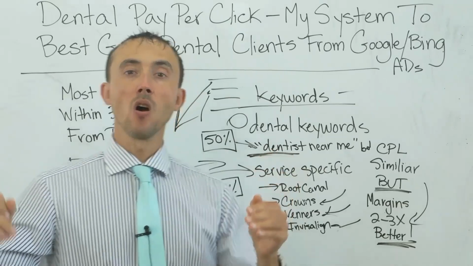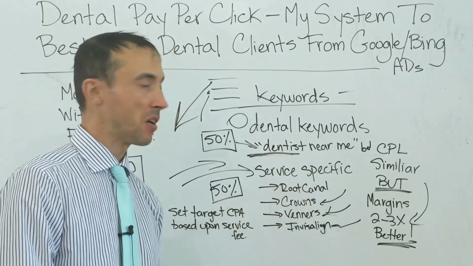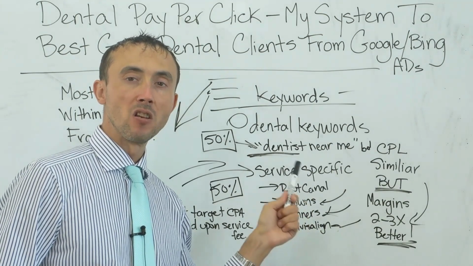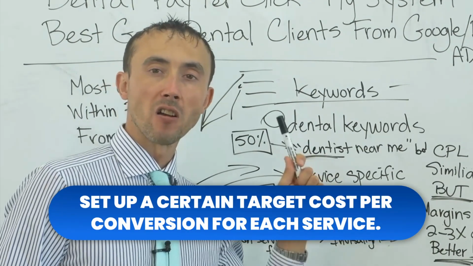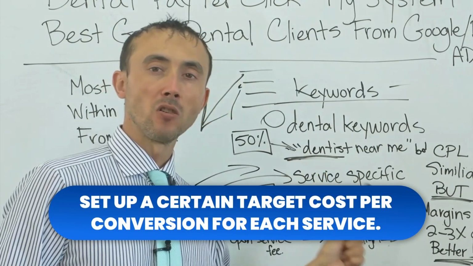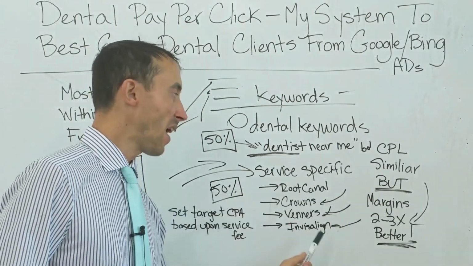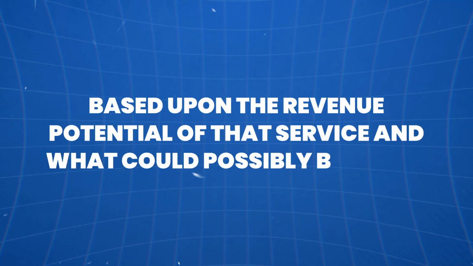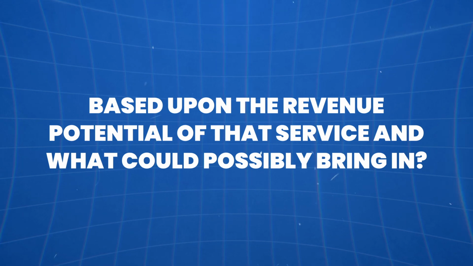So that when you go and set up your campaigns, you can set up a separate campaign for each service separately. What that gives you the ability to do is set up a certain target cost per conversion for each service separately, so that you max out the amount of leads you can get for each service based upon the revenue potential of that service and what it possibly can bring in.